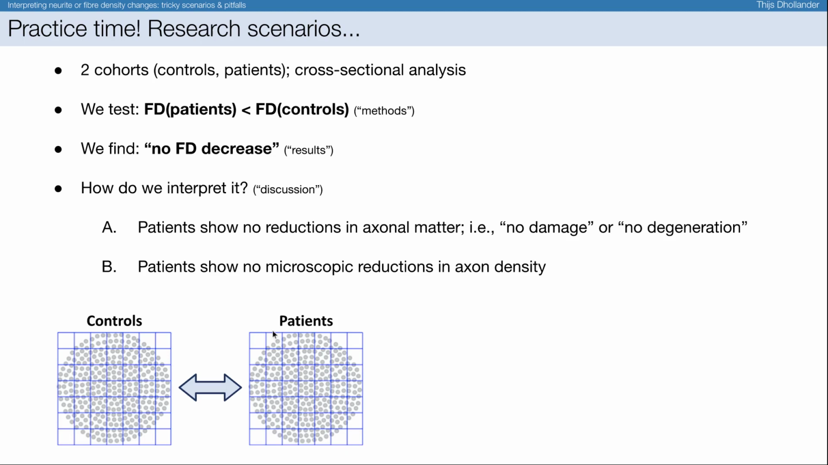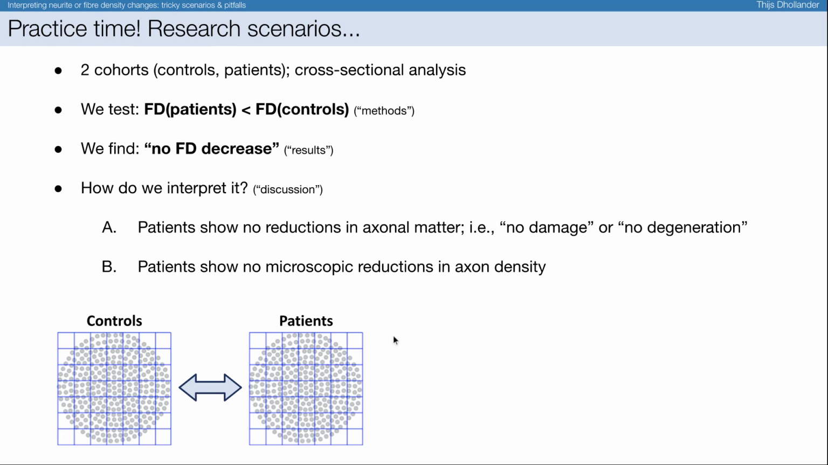So here's one scenario. Controls, patients, and the density seems to be the same. The cross-section seems to be the same. Is this compatible with finding no FD decrease? Yes, the FD is not decreased. What could you write about this? Well, yes, we could say there is no damage, no degeneration.